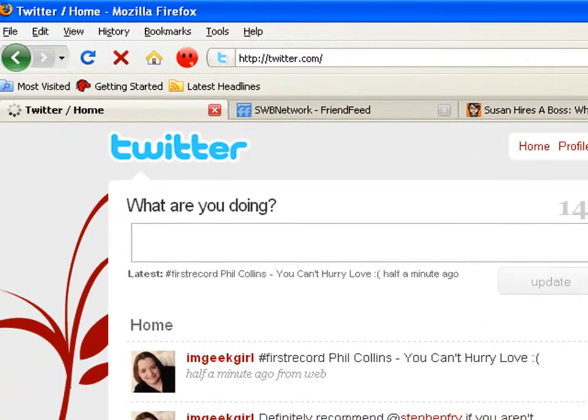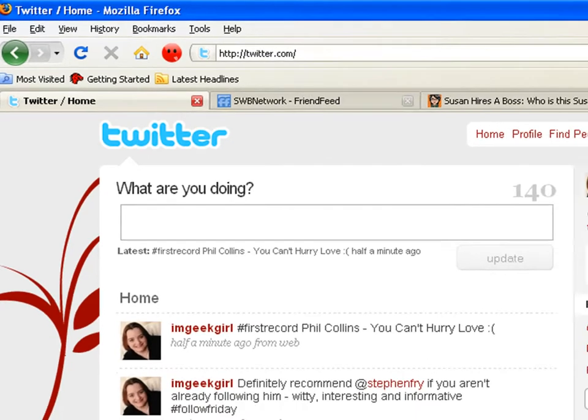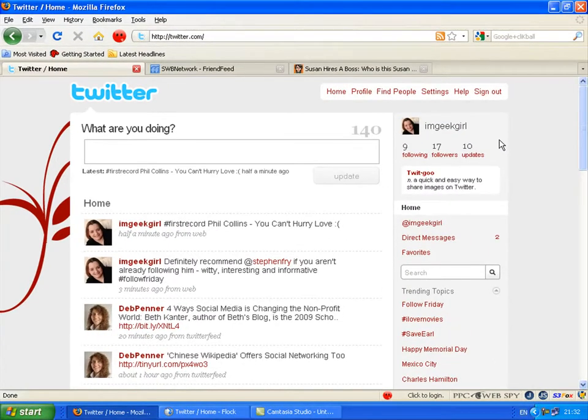So that's essentially what hashtags are. It's a way of tagging particular tweets that are on a particular subject to enable you to find other people talking about the same subject and other people to find you talking about the same subject.